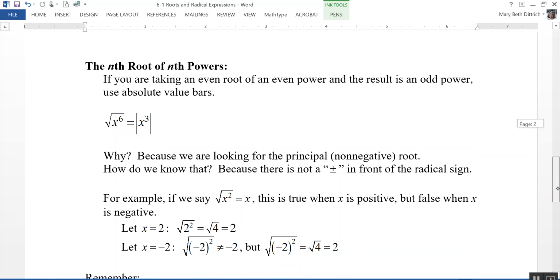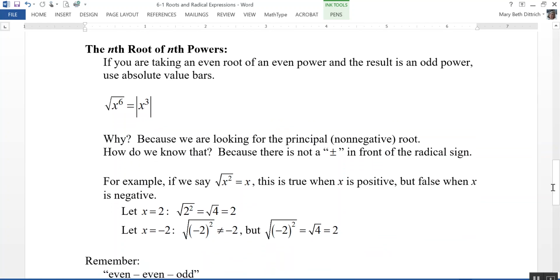Okay. Now, here's a little complicated thing. When you take the nth root of an nth power, if you're taking the even root of an even power and the result is an odd power, you have to use absolute value bars. An example of that is the square root of x to the 6th is equal to the absolute value of x to the 3rd.